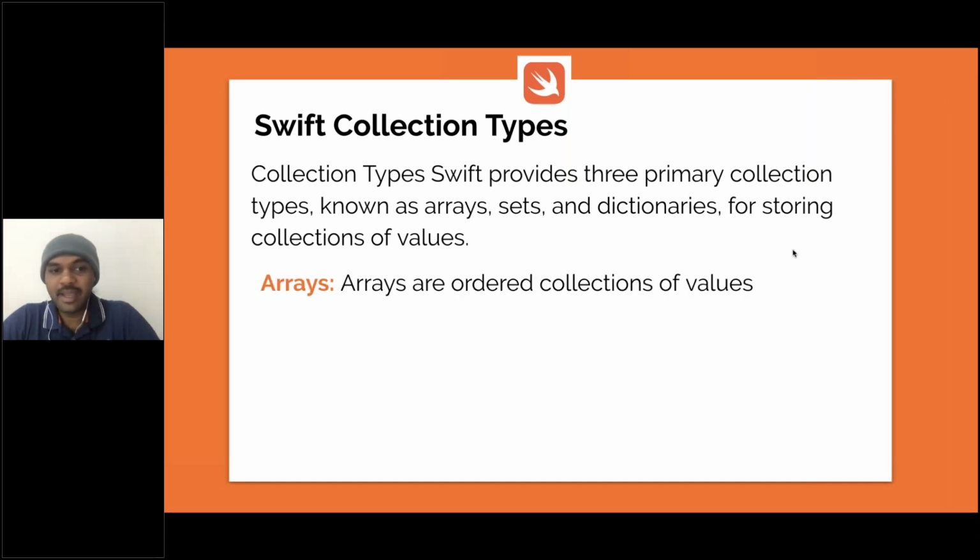Arrays. What is the meaning of array? Array is nothing but an ordered collection of values. When we define arrays in C++, an array is a collection of similar data type elements. That is our definition in C and C++: an ordered collection of similar data types. But in Swift, array means an ordered collection of values.